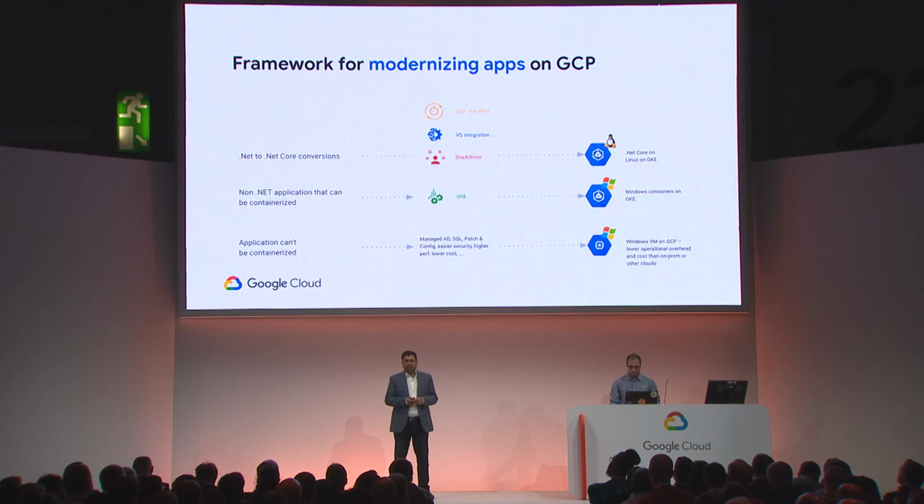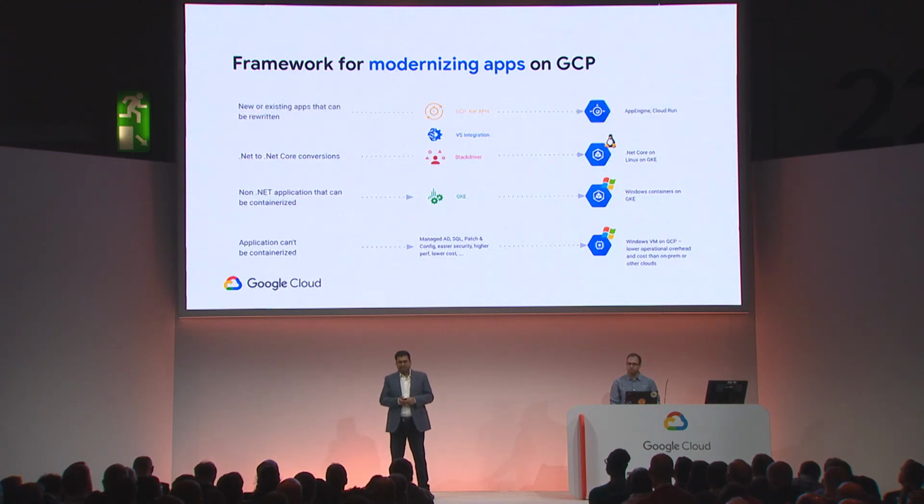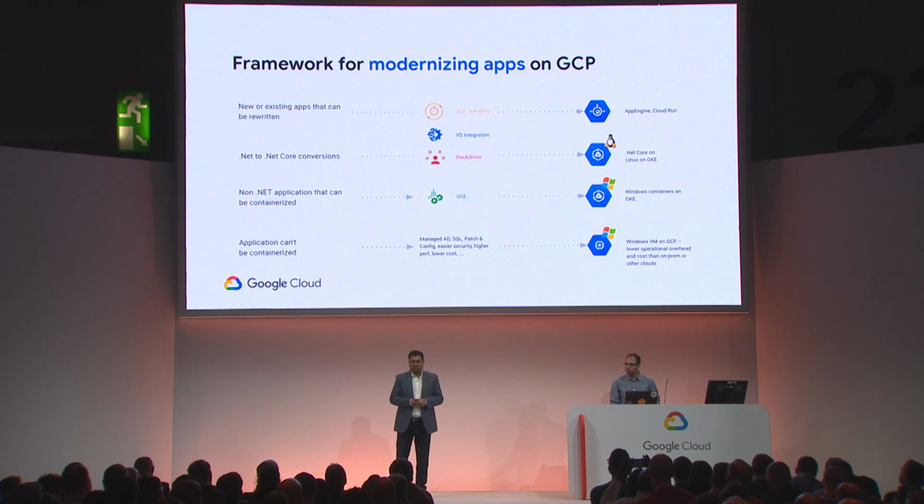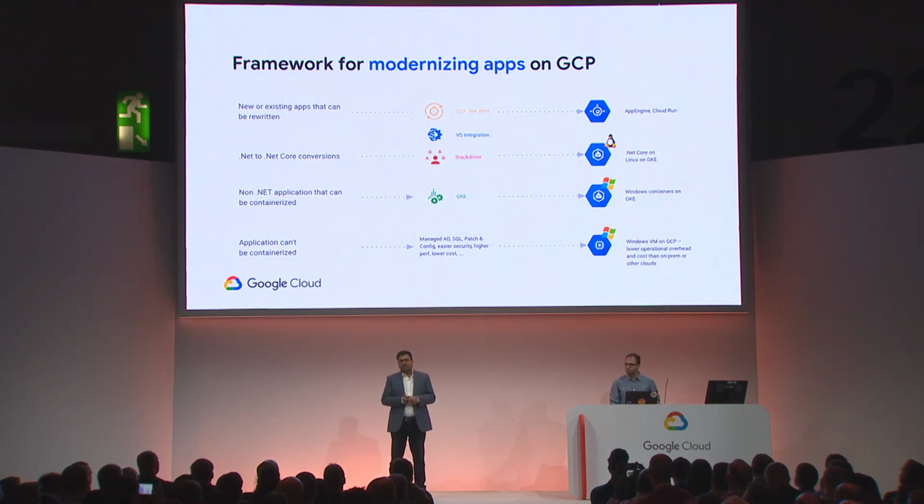If the application you have can actually be converted from .NET to .NET Core, you can run those applications on .NET Core running on Linux, making that even more open and even more efficient. And finally, if you have an application that can be rewritten, or you want to rewrite it, we provide a very large set of .NET libraries as well as Visual Studio capabilities and integrations to make writing those things easier, taking advantage of App Engine and Cloud Run. So it doesn't really matter where your application fits in, we are a good solution for you to get started in your modernization journey with Windows.